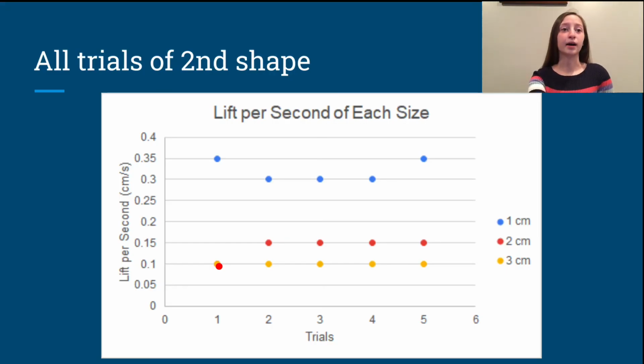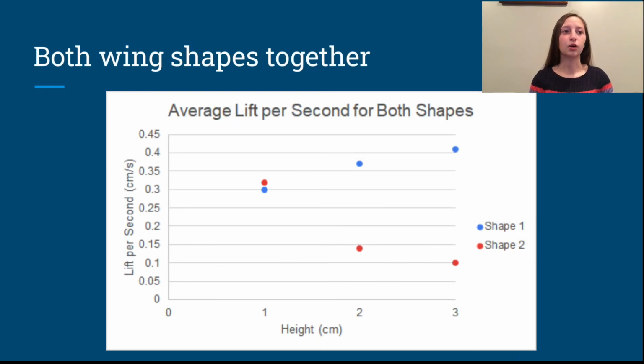Again, I combined all the trials of the second shape. In the blue, it's 1 centimeter height, the red is 2 centimeter height, and the yellow is 3 centimeter height. Then I took the average lift of all the trials of shape 1 and shape 2. For shape 1, which is in blue, you can see that it increases as height increases. And for shape 2, which is in red, the lift per second decreases as height increases.